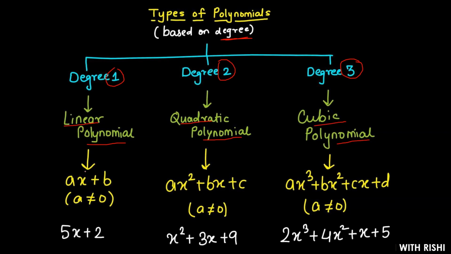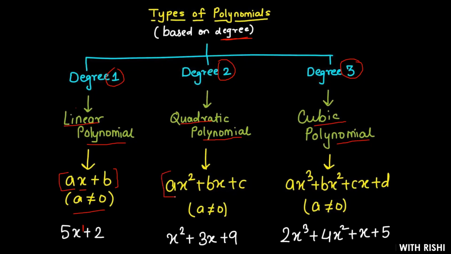Now, let us see the general equation of a linear polynomial: ax plus b. We only need one variable with degree 1. A is our coefficient and b is our constant. But a should not be equal to 0. If a is equal to 0, then 0 into x will be equal to 0, so there will be no variable, and if there is no variable, there will be no power of 1. So a is not equal to 0 here. Example: 5x plus 2. Here the power of x is 1, which is the highest power. That is what is known as a degree 1 polynomial or linear polynomial.